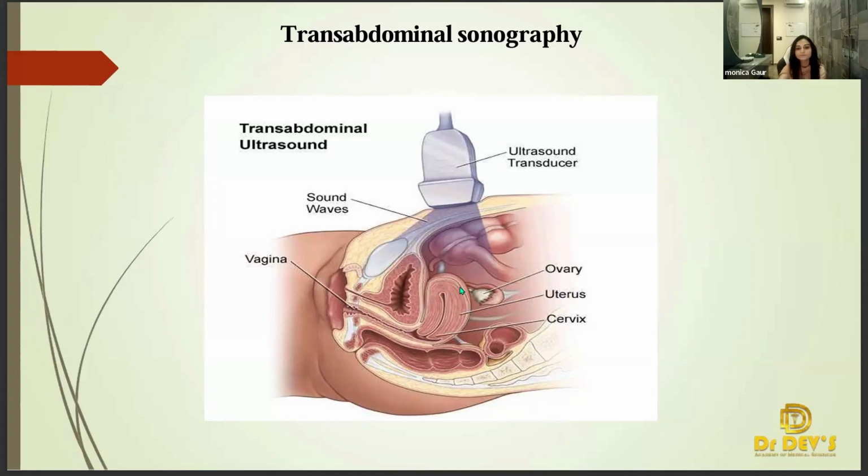Unless the woman has already given birth to 2 or 3 kids. After that, the uterus becomes bulky, and even with an empty bladder, you will be able to see the uterus. I'm talking about the transabdominal scan. When we put the probe on the body of the patient, we put it just above the urinary bladder in the pelvic area, and we try to scan the uterus.